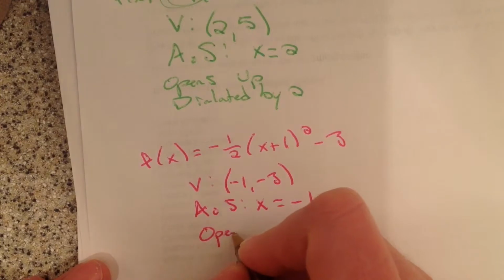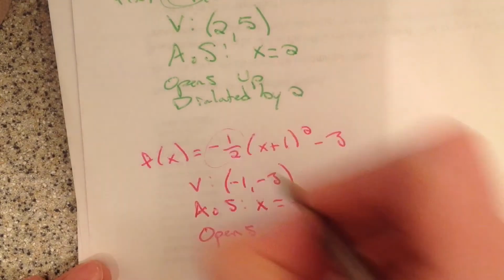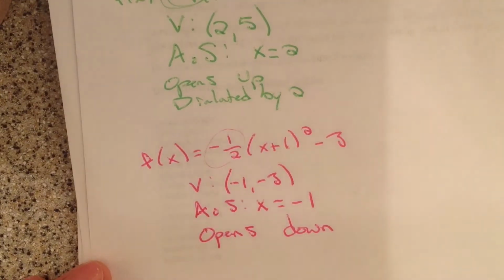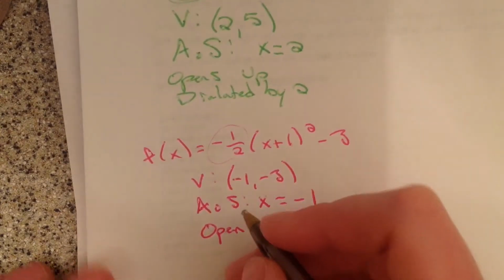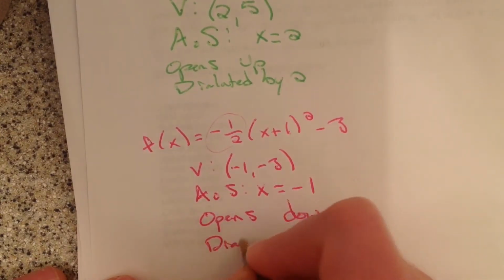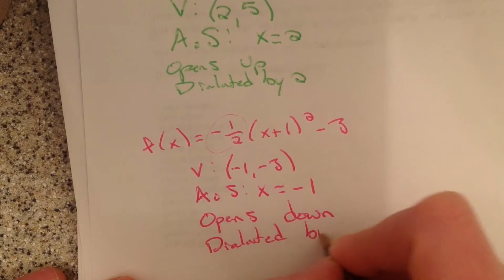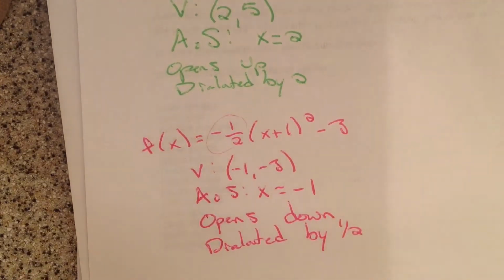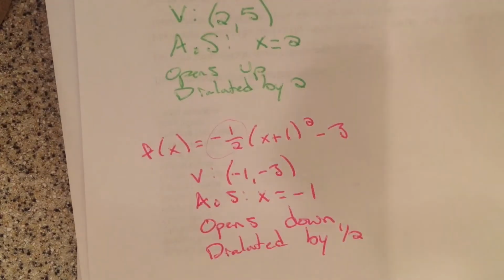This one opens, because this is negative, it opens down. And the dilation is it's dilated by 1/2. So in other words, it will end up being compressed because 1/2 is less than 1, so it squishes everything together by 1/2 in terms of y values.